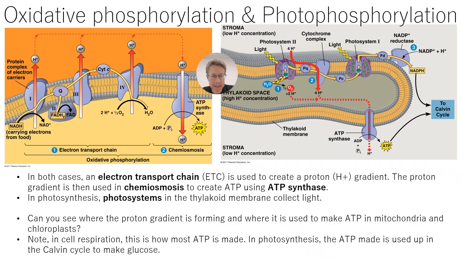Important point there, the last bullet point. In cell respiration, oxidative phosphorylation is how we make the ATP that we're trying to make. In photosynthesis, we're making ATP in this step, but that ATP is actually used in the next step in the Calvin cycle as an energy source to make glucose. Remember, the goal of photosynthesis is to make glucose. So the ATP is just an intermediate molecule that's used up again. We need it, but it's used to make glucose. In cell respiration, ATP is the product. That's what we're trying to make.